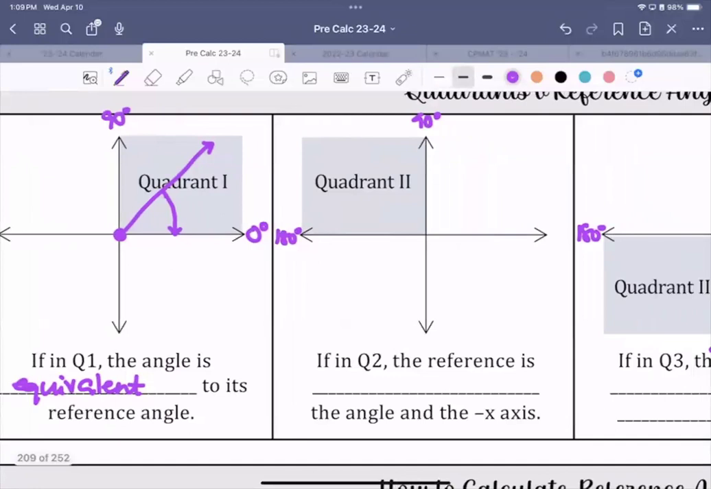Looking at quadrant 2, if in quadrant 2, the reference is blank, the angle and the negative x-axis. So if I have my vertex and I cross through this as my terminal side, this is the distance from my terminal side to the x-axis, specifically the negative side of the x-axis. You'll notice that that reference angle is between your terminal side and the x-axis.